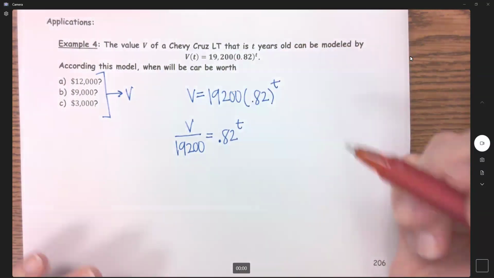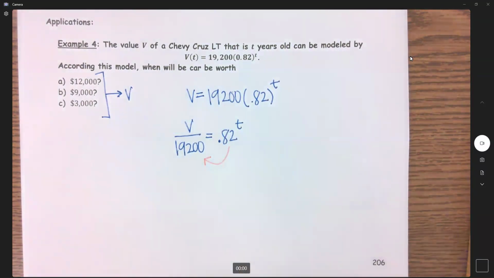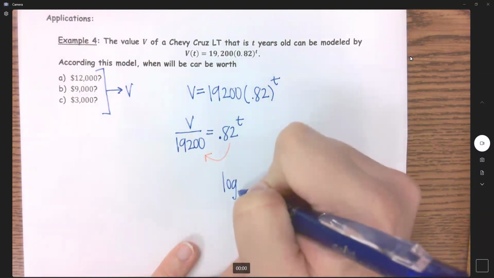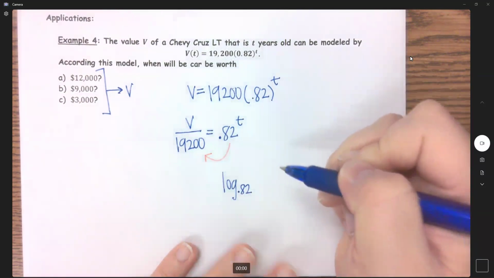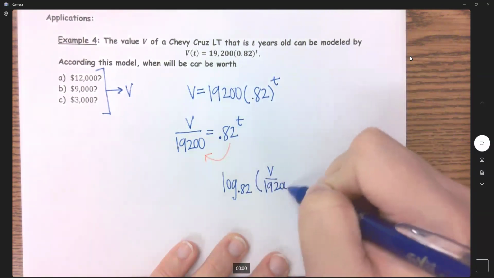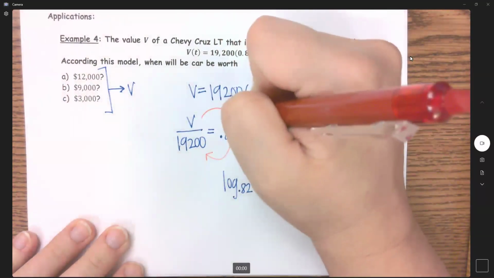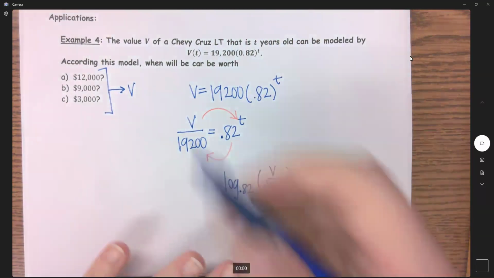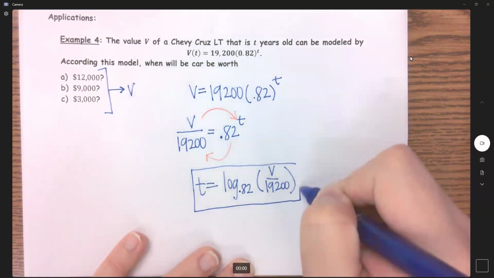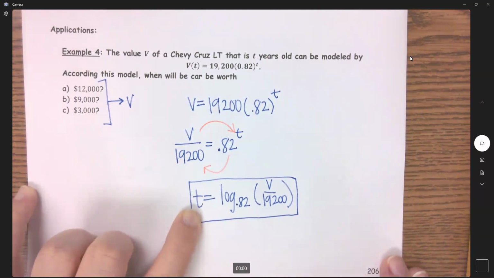Now we can rewrite. So the base of the exponential, which is 0.82, goes to the other side of the equals. So we have log base 0.82 of V over 19,200. And that's going to equal what's left over, my exponent of T. So we have T equals. And so that is now solved in terms of what we need to find, when.